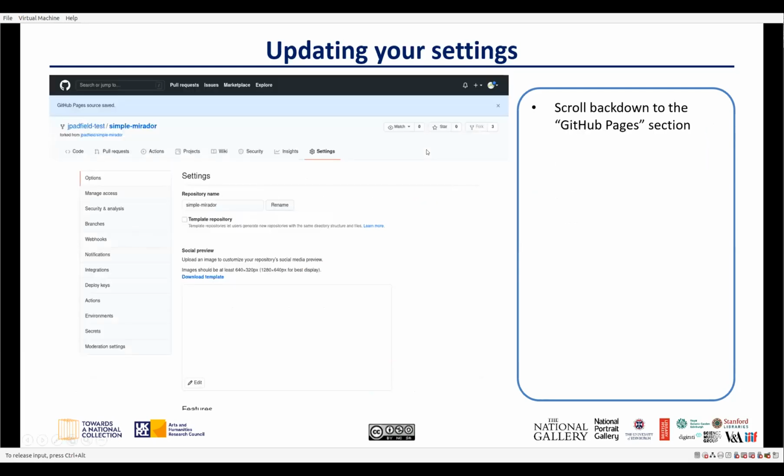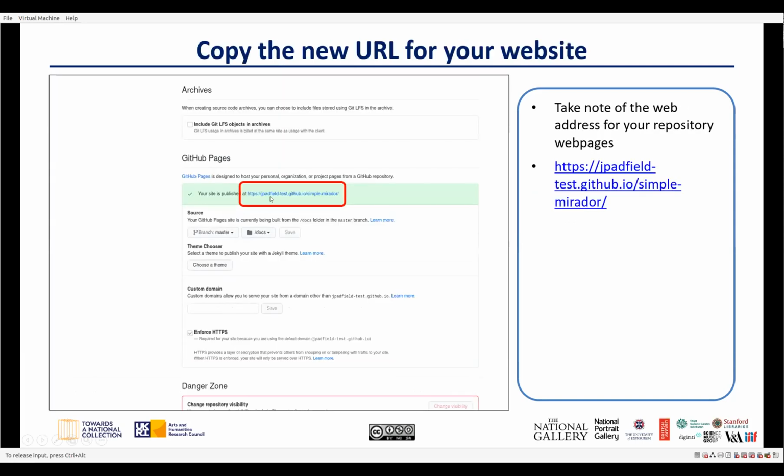That will take you back up to the top. So that's you finished those settings there. If you scroll back down, you can actually see at the GitHub pages section again, it will display what the web page will be to present the web pages that you're creating.